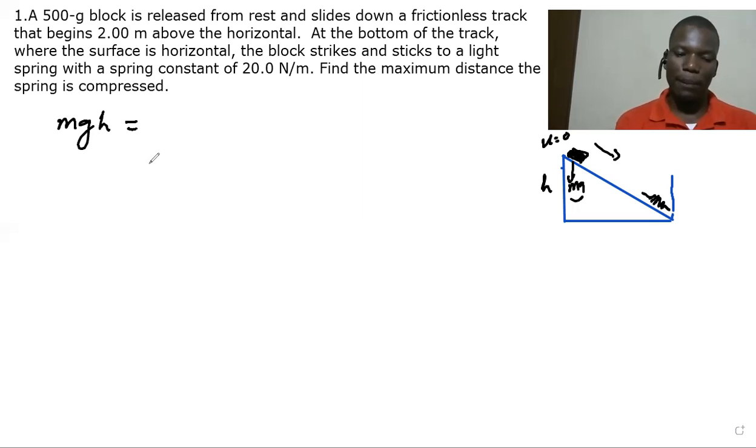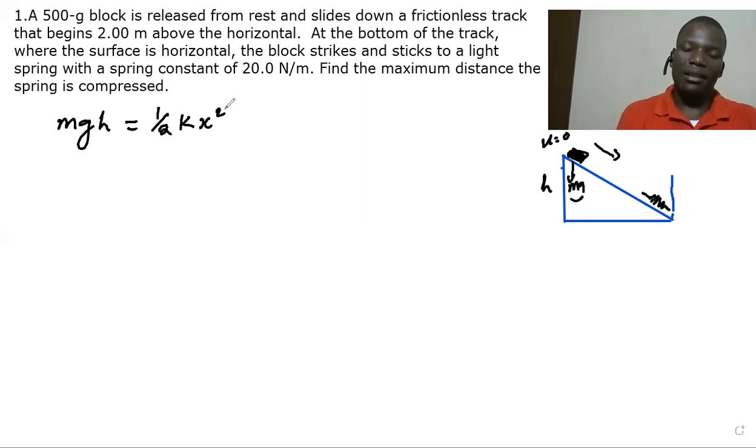Now the final, what we're going to have is the elastic potential energy, which is given by half k x squared. So k is the spring constant and x is the maximum displacement that we're looking for here. At the end here, it's not going to have velocity because it's going to come to rest. It strikes and sticks to the spring. So the final velocity is also 0, so no kinetic energy there.